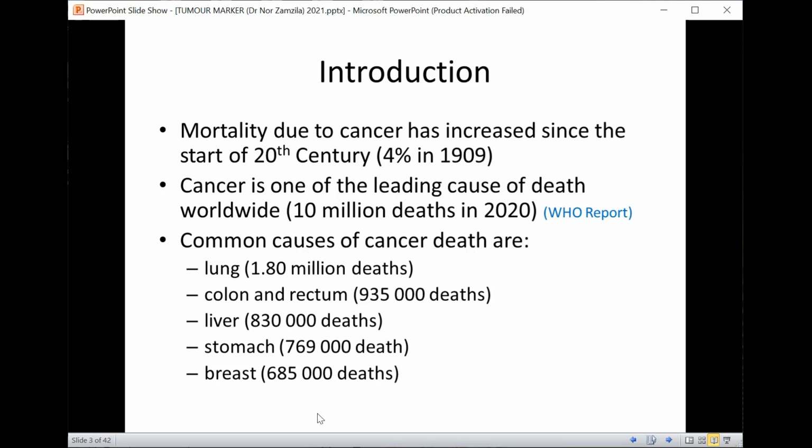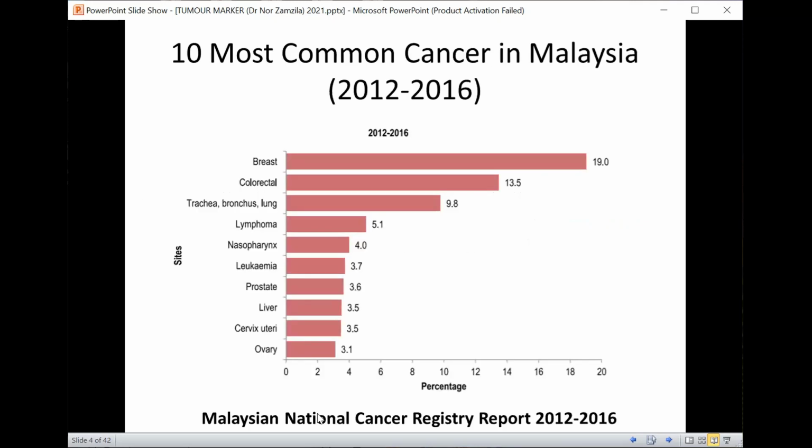This is the worldwide picture, but what about in Malaysia? In Malaysia, breast cancer is the most common cancer. This is data from 2012 to 2016, but I don't know if in 2020 this pattern has changed. But in 2016, breast cancer is the most common cancer in Malaysia, followed by colorectal and also lung cancer.